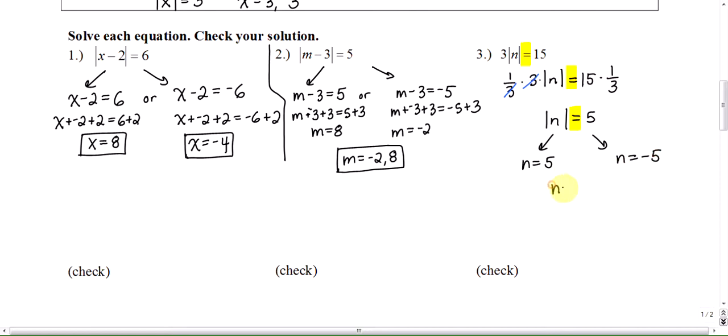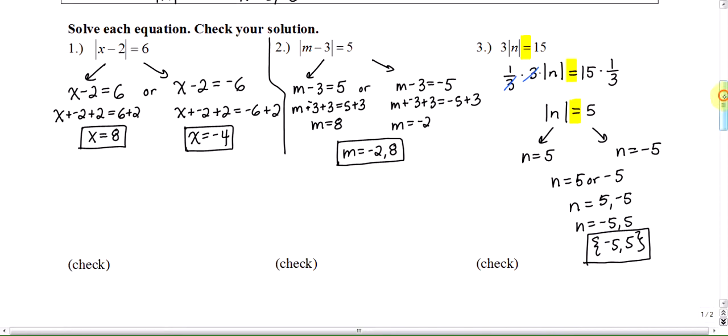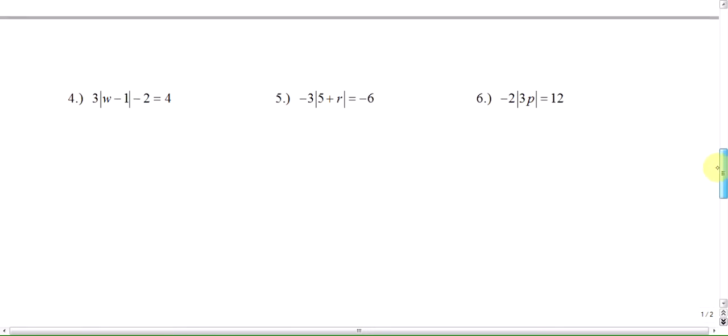You could also write it as n equals 5 or negative 5. You could also write it as n equals 5 comma negative 5 or negative 5 comma 5. Or you could also use set builder notation like this. I'll show checking in a minute, but that just involves plugging the value back in. We've got 3 more in this section to look at.